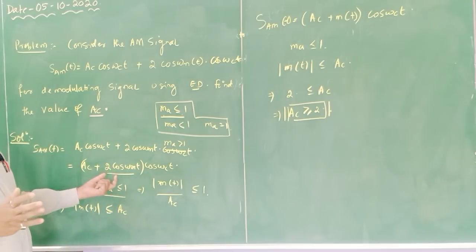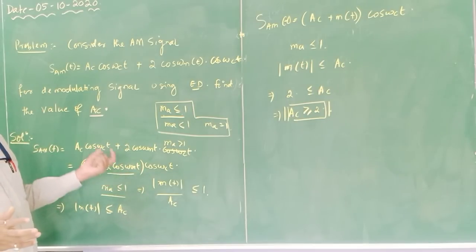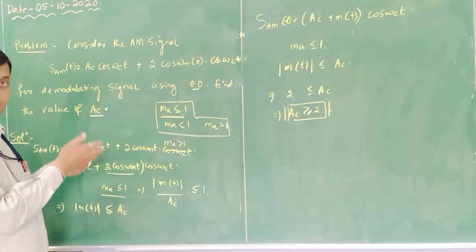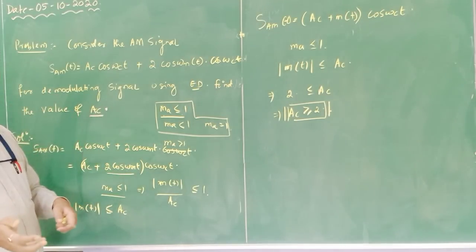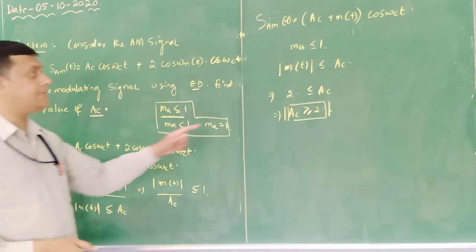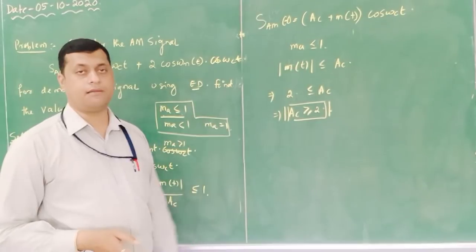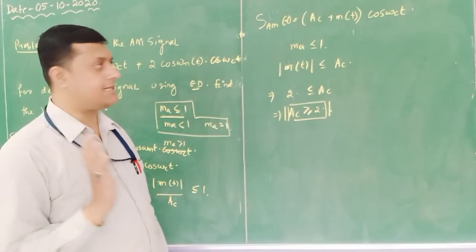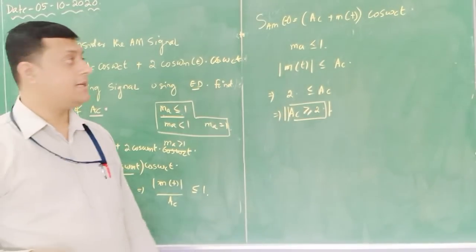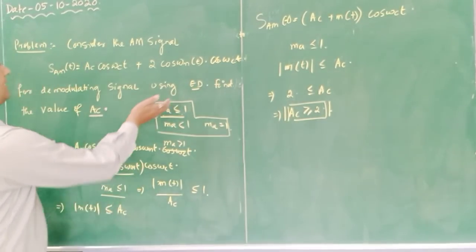Maximum means the mod of m of t. So mod of m of t will become the root of the first signal plus the second signal, and then the maximum value will be AC. And AC must be greater than the maximum amplitude in our modulating signal. So this is one sort of question that may come in your exam. This is also related to envelope detection.